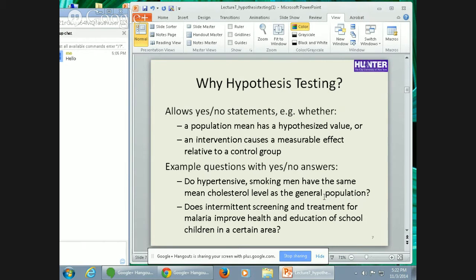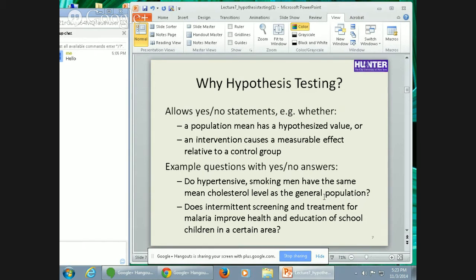Here's some examples. Do hypertensive smoking men have the same mean cholesterol level as the general population? So there we would have a known fixed value for the general population gotten from some very large study like NHANES, and then some smaller sample that is our study population.